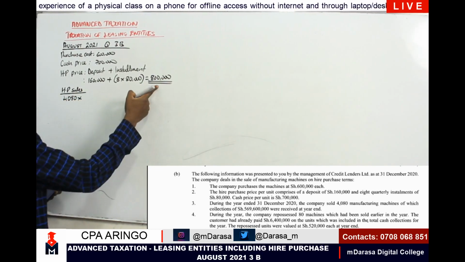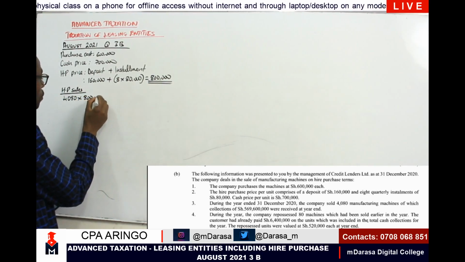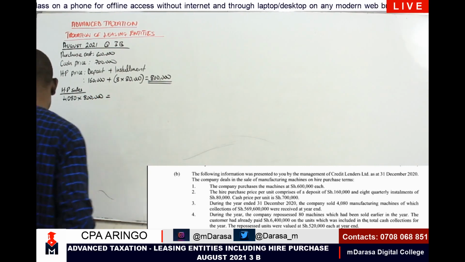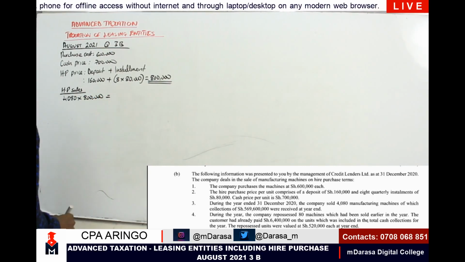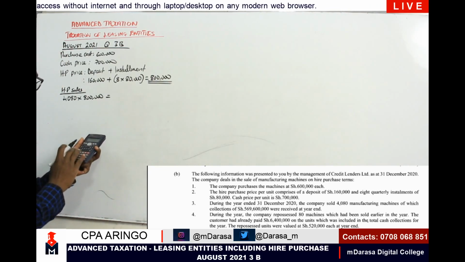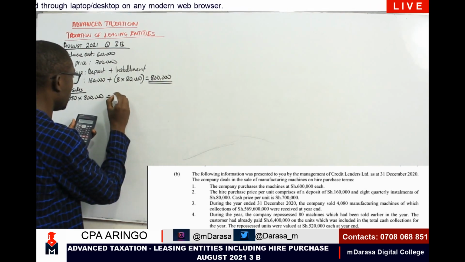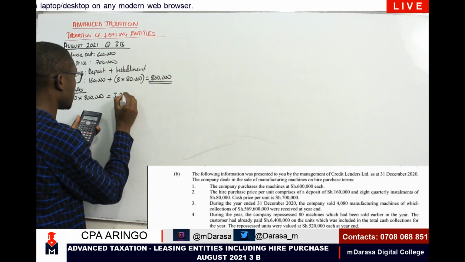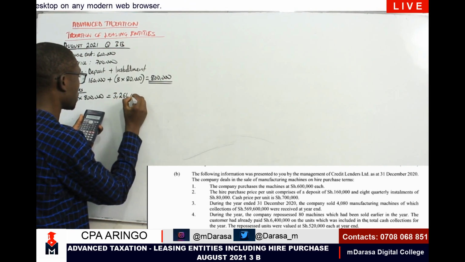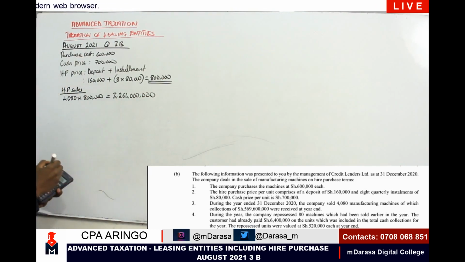Recall that the hire purchase price was how much? 800,000. So taking our full figures, not putting them into thousands, we take 4,080 by 800,000. That should give us a figure of 3,264,000,000, or rather 3,264 million. So that is the figure I'm getting. That was the hire purchase sales.